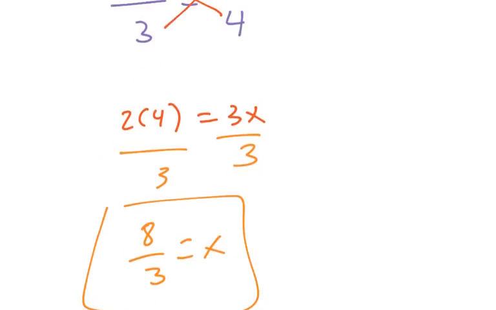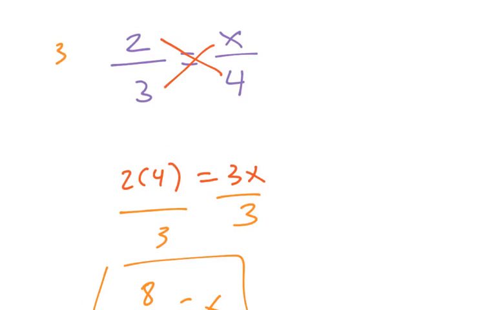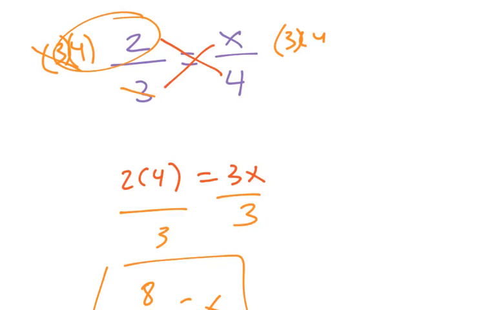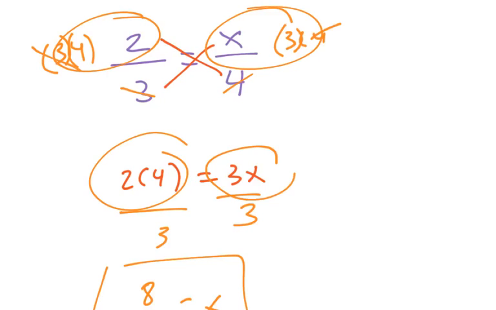And most people use this notation, though really all we're doing is we're getting rid of the denominators again, right? 3 times 4, 3 times 4. Here, the 3's go away, and you're left with 4 and 2, which is what we have here. And here the 4's go away, and you're left with 3 and x, which is what we have here.